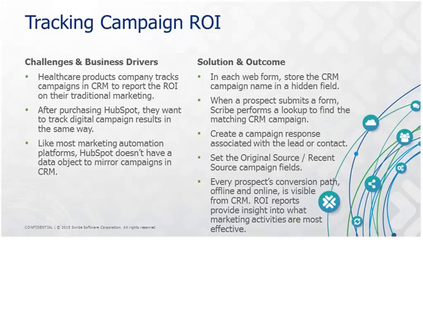Okay. So what we do is allow the customer to associate each of their forms in HubSpot with a campaign in CRM. So they'll paste in the campaign name in a hidden field on the form. They can associate each form with a different campaign or a series of forms with the same campaign, depending on how they're doing their marketing. And then when a prospect submits that form, we see that there's a campaign name associated with it in that hidden field, and we'll create a campaign response when we sync that prospect to CRM.